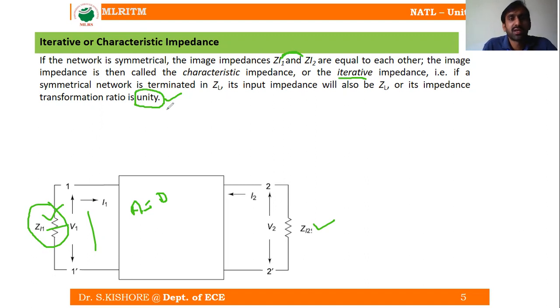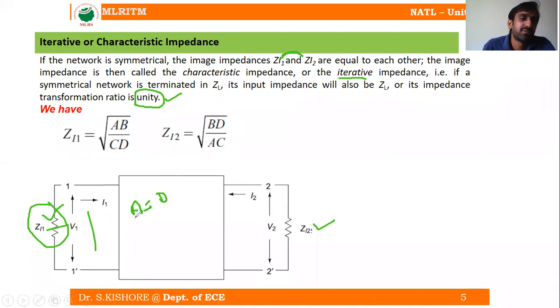So the iterative or characteristic impedance, right? Now if you want to write the expression for this iterative impedance, we already have the image impedances: Zi1 is equal to root over AB by CD, and Zi2 is equal to root over BD by AC. But for defining the iterative impedance, we have the condition that the network is symmetrical. When the network is symmetrical, only then can we get the iterative impedance from the image impedances.